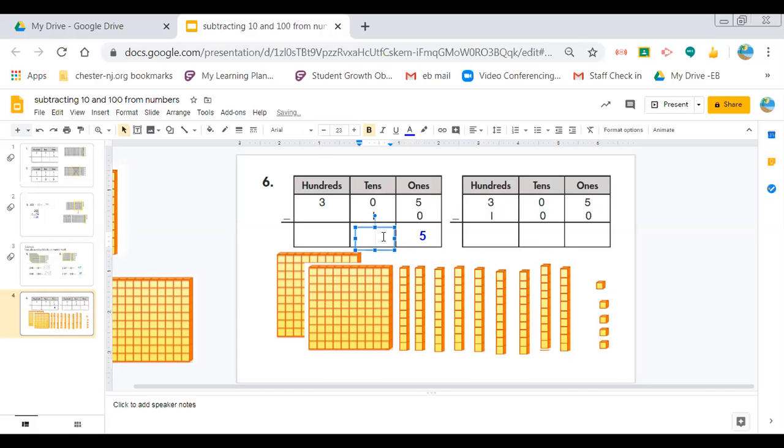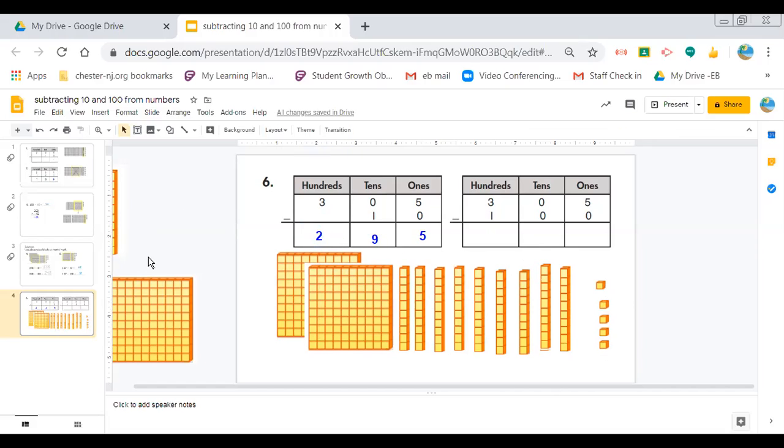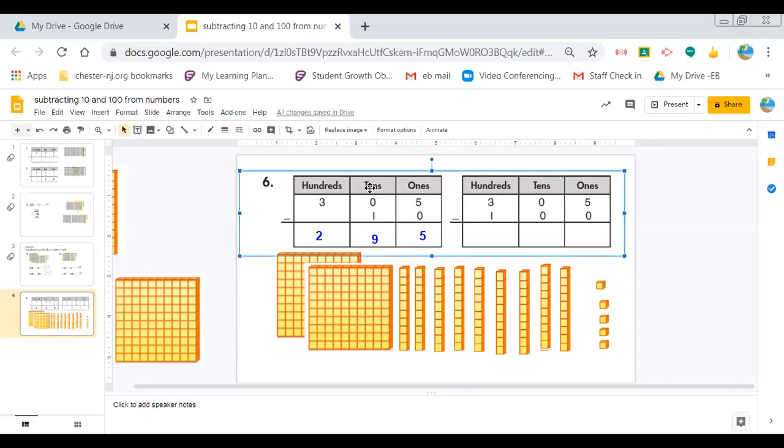So my answer, 305 minus 10, is 295. I exchanged this group of 100 so I can get my tens and subtract my tens. Again, my tens changed and my hundreds changed because I didn't have tens to subtract from.